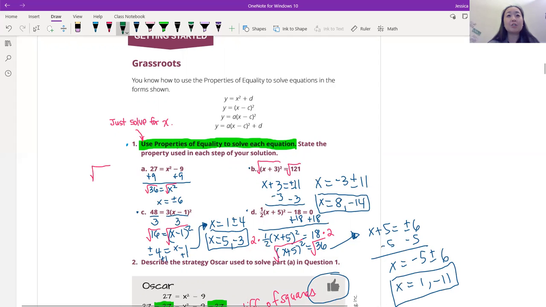So when it says use properties of equality to solve each equation, what it means is just solve for x. The property of equality just means that, say here we're adding 9 on both sides. That's the property of equality of addition, which says that you can add the same number on both sides of the equation and it'll still be equal. So we have to get rid of that -9 because we want to get x by itself. That's the whole goal of this. And we get x squared is equal to 36.